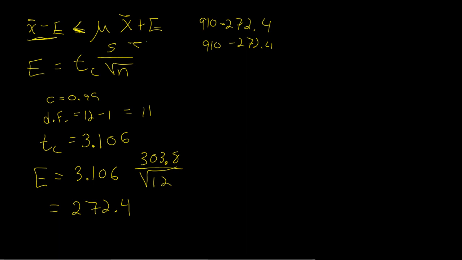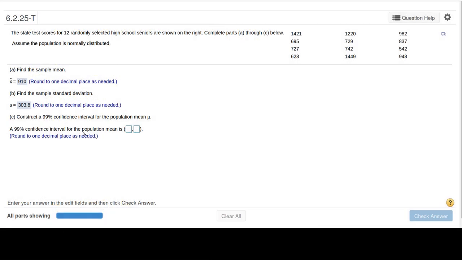910 minus 272.4 is 637.6. And the upper end, 910 plus 272.4, is 1182.4. That was a plus sign, but it didn't write when I did it. And so I have my two ends, and we have found our error range. Let me put my confidence interval on this. My lower one was 637.6.